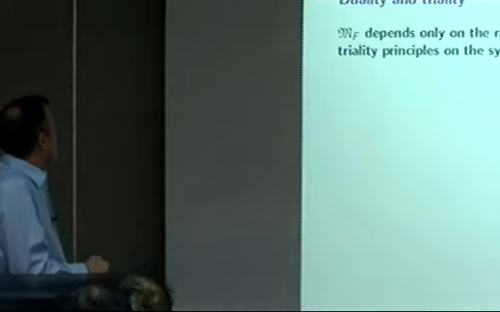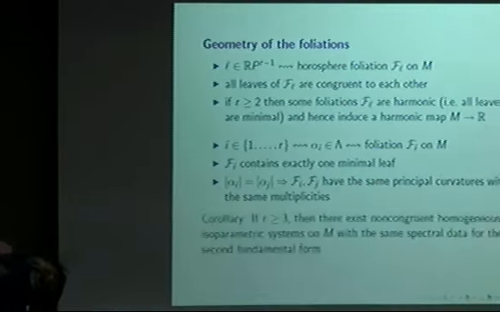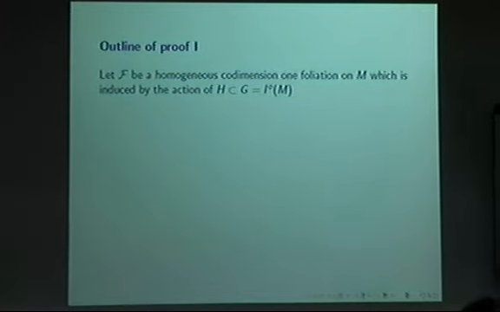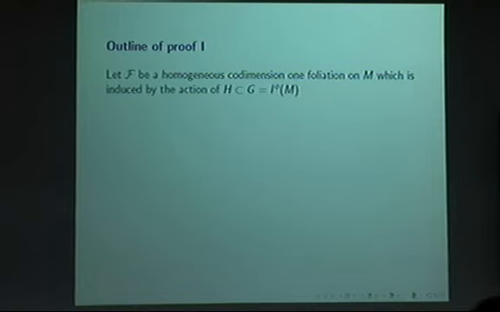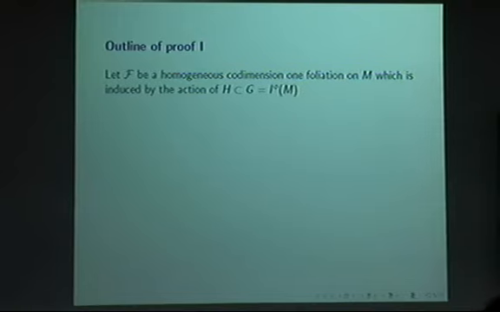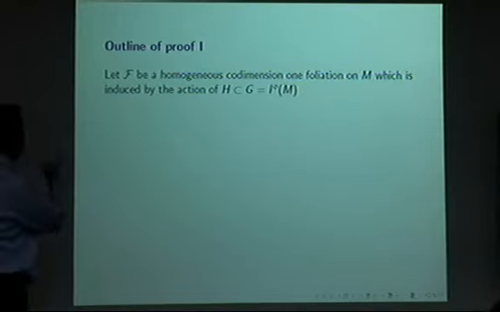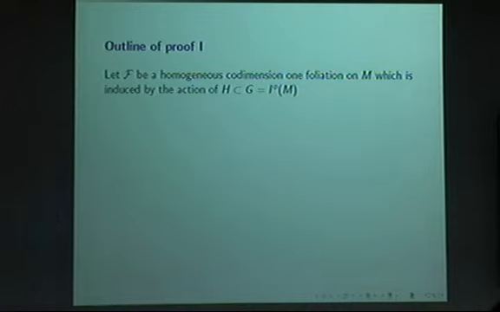Yeah? So the outline of the proof. So when we want to classify homogeneous codimension 1 foliations, so we pick such a foliation F. Yeah, so there is this pointer here. How does that work?